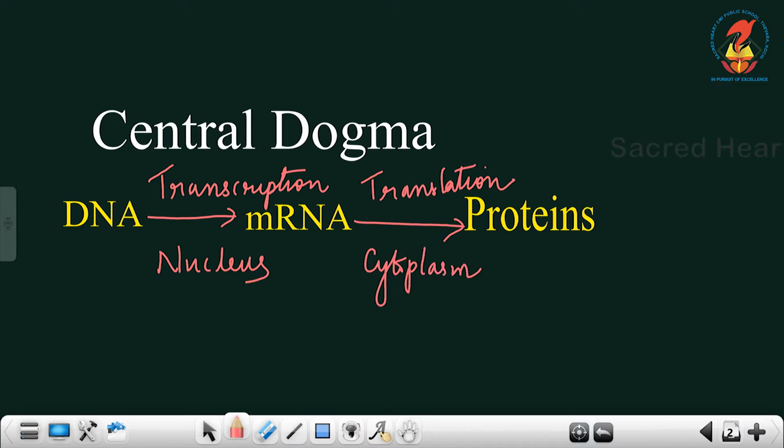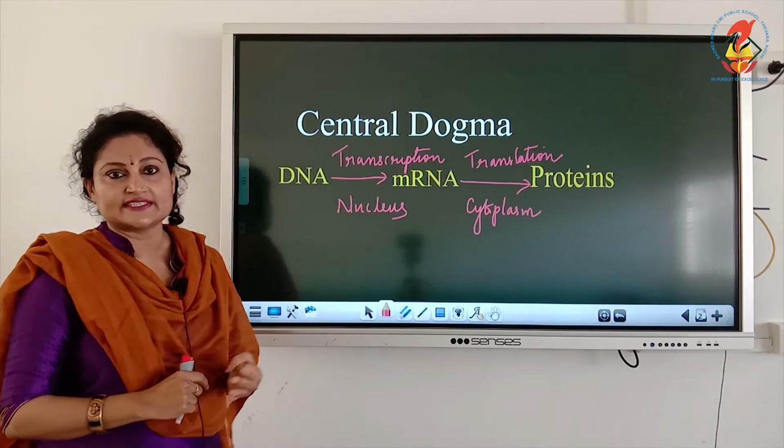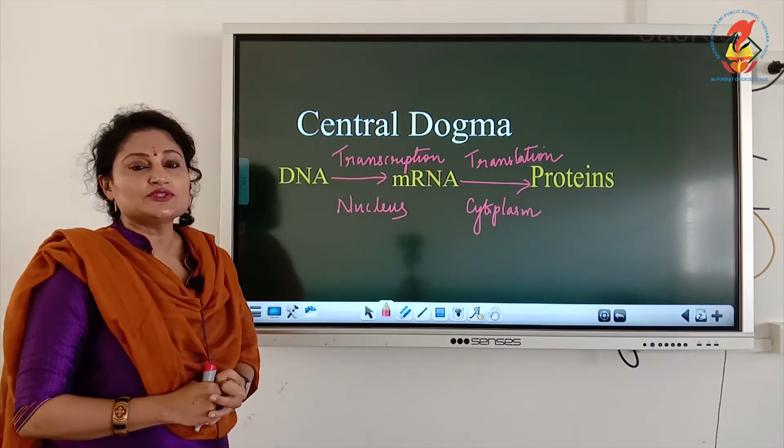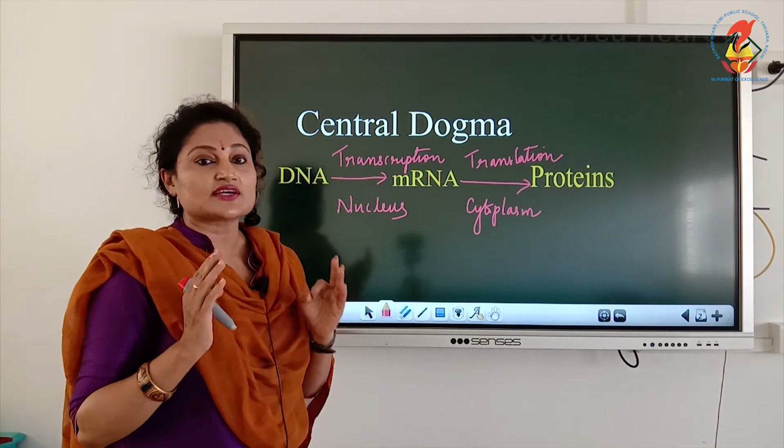Whereas in the prokaryotes, as we know, there is no well-defined nucleus. Both transcription and translation occur within the cytoplasm. This difference was highlighted in the first presentation on protein synthesis. Then the second difference is that transcription and translation are separate processes in eukaryotes, whereas in prokaryotes transcription and translation can be coupled.